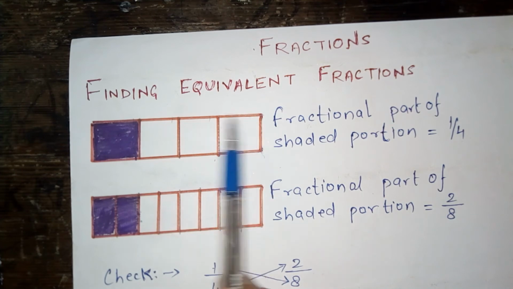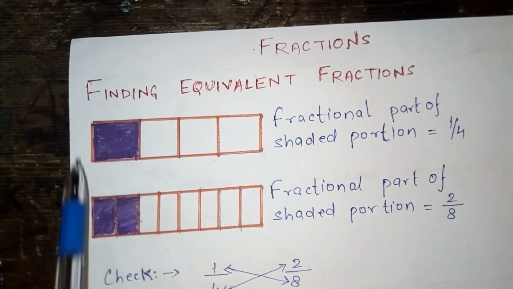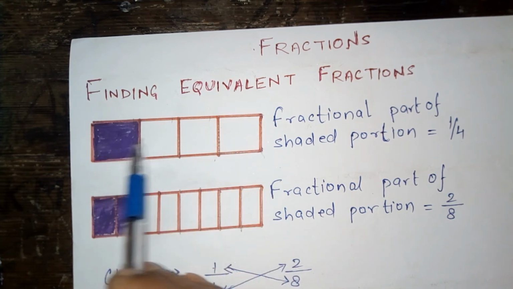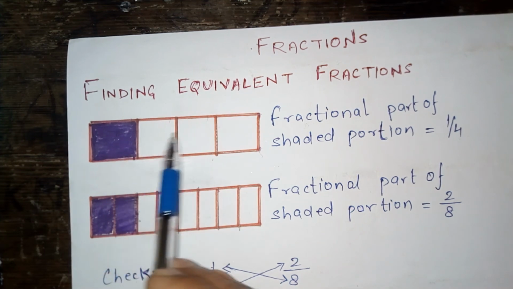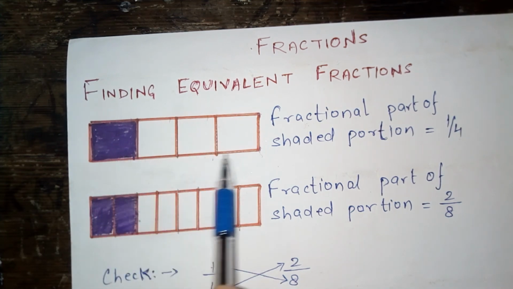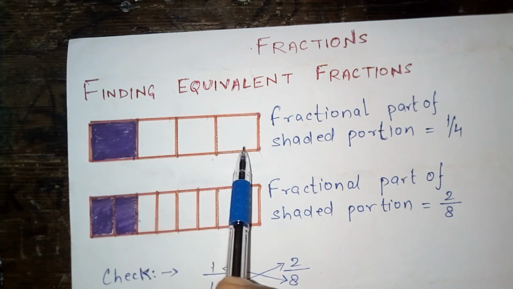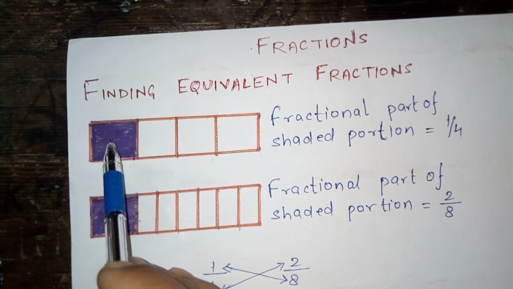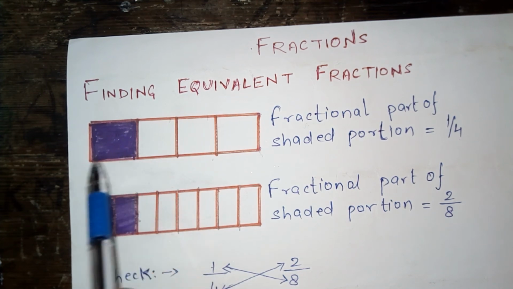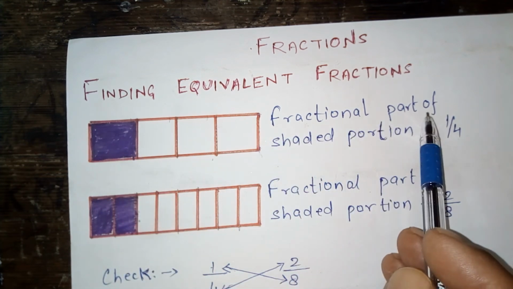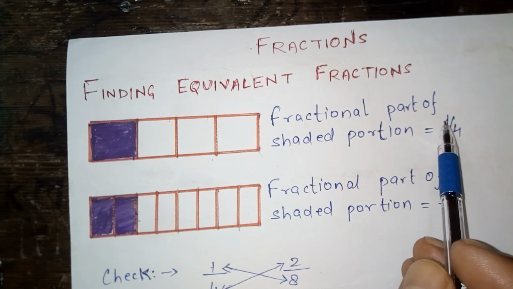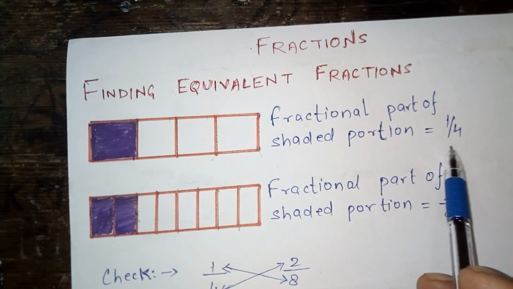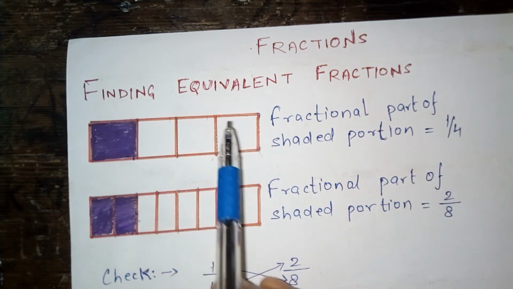Suppose this is one rectangular block, and this rectangular block is divided into 4 equal parts: 1, 2, 3, 4. In these 4 equal parts, only one portion is shaded. So the fractional part of the shaded portion will be 1 upon 4 according to this figure.